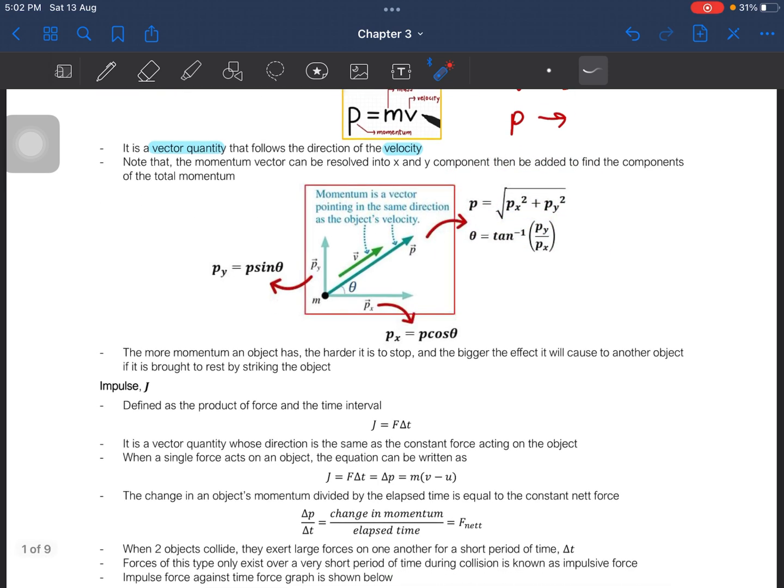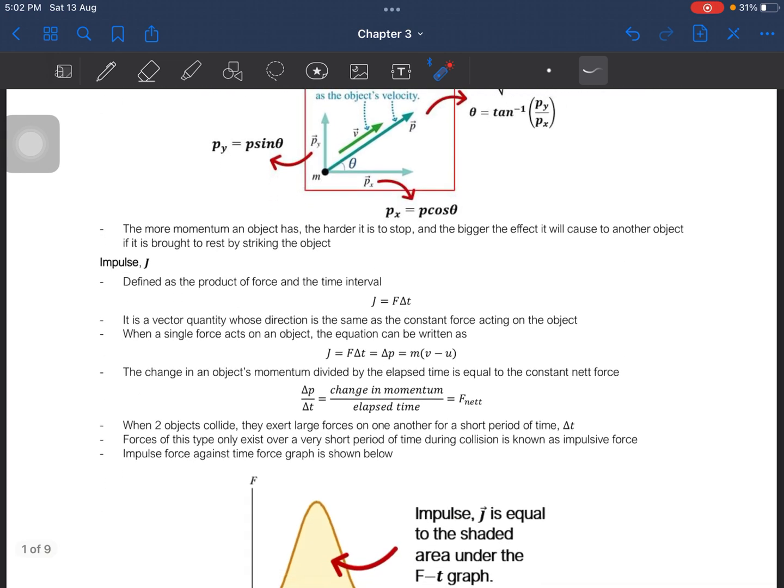Basically an object that has a much greater momentum will be much harder to stop, and the effect that it will cause to another object if it is brought to rest by striking the object will be bigger. And then we have impulse with the symbol J. This is defined as the product of force and time interval. This is the formula.